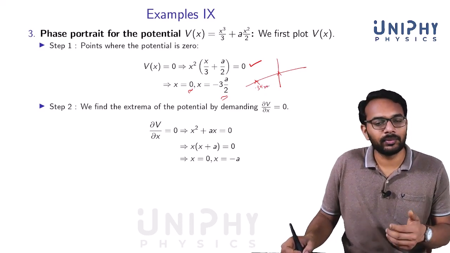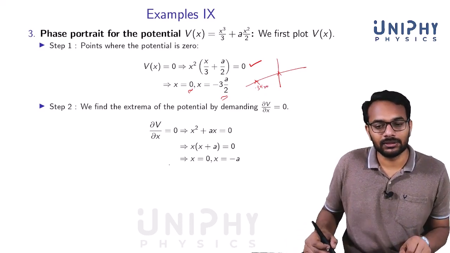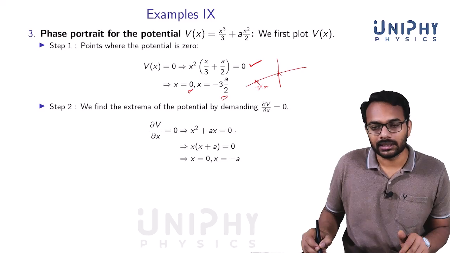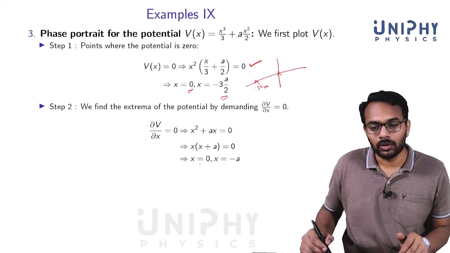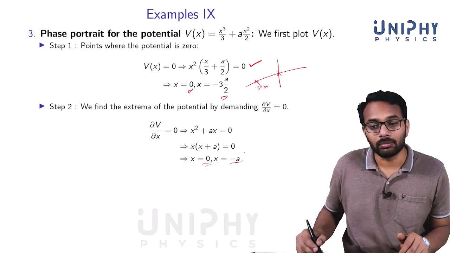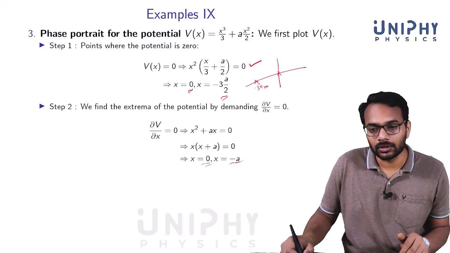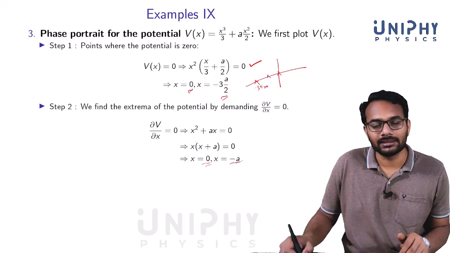The next point is to find the extremum points. You take dV by dx equal to 0, which says that x squared plus a x is equal to 0. Is that correct? Yes. Now you solve for this. x into (x plus a) is equal to 0, so x equal to 0 and x equal to minus a. So there are 2 points where it's an extremum, at x equal to 0 and x equal to minus a.